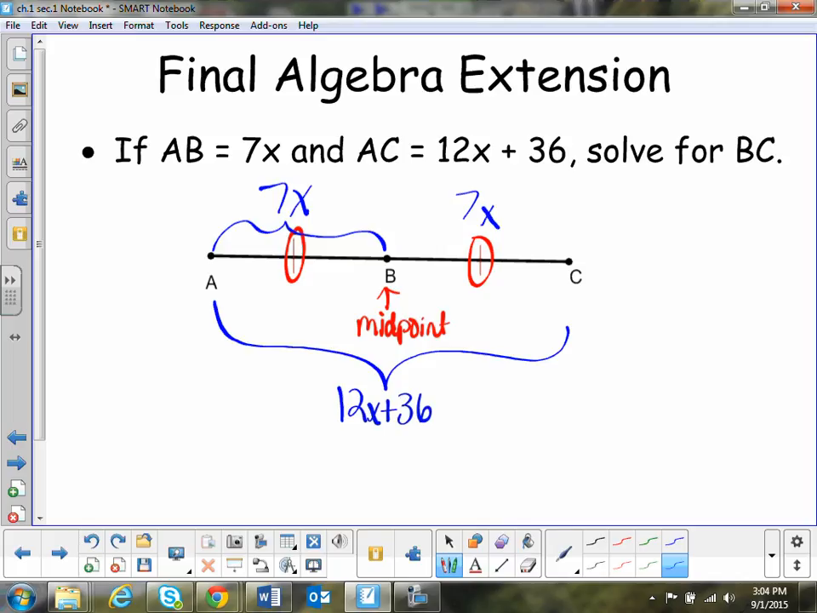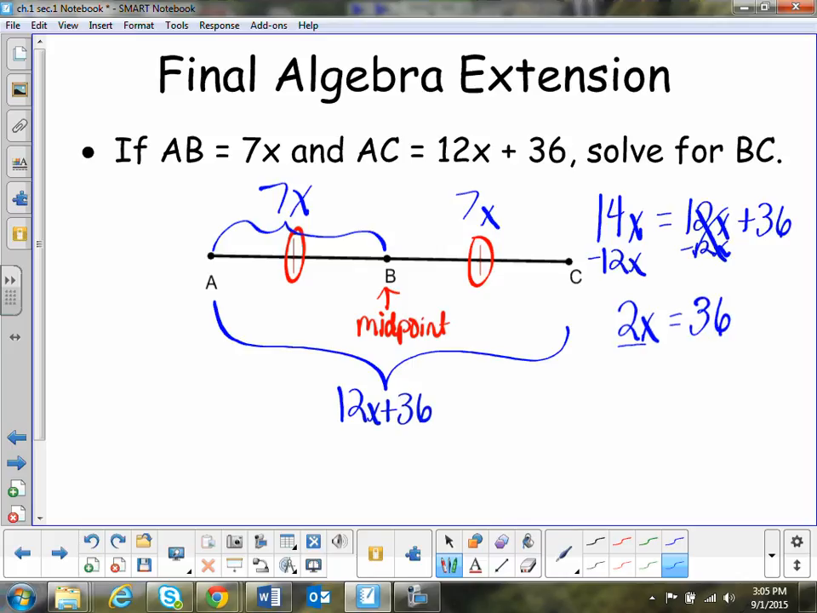Okay, so what you can do here, there's a lot of ways you can do this, but just one way that I can think of is add those two, which is 14x, and set it equal to the whole thing. It's kind of like the second problem that we did. Set it equal to the whole thing, 12x plus 36. Minus 12x minus 12x. That's a good thing about math. You can do it lots of different ways and still get the right answer. So whatever is easier for you in your brain. Divide by 2, x equals 18. Okay, so x equals 18.